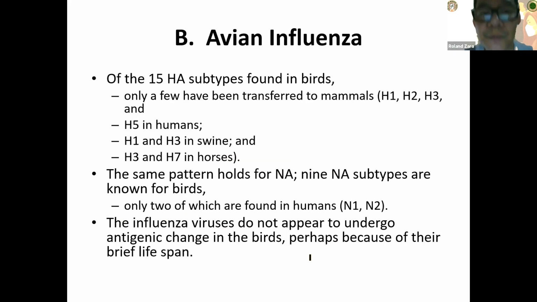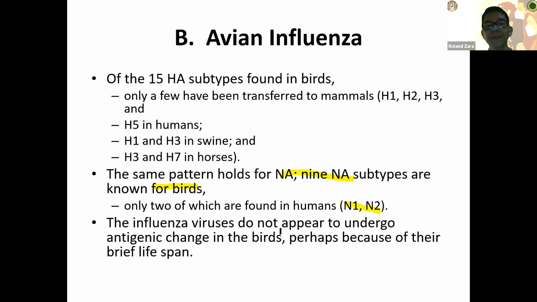Now let's move on to your avian influenza. So there are 15 HA subtypes found in birds. Only a few have been transferred to animals: H1, 2, and 3 in humans, H5 in human, H1 and 3 in swine, and H3 and 7 in horses. So the same pattern holds for neuraminidase, 9 NA known for birds. Ganun din naman sa human, 9 din. So only 2 of which are found in humans, so N1 and N2.